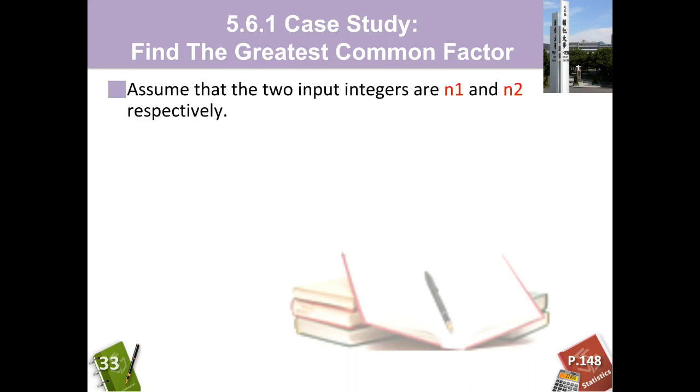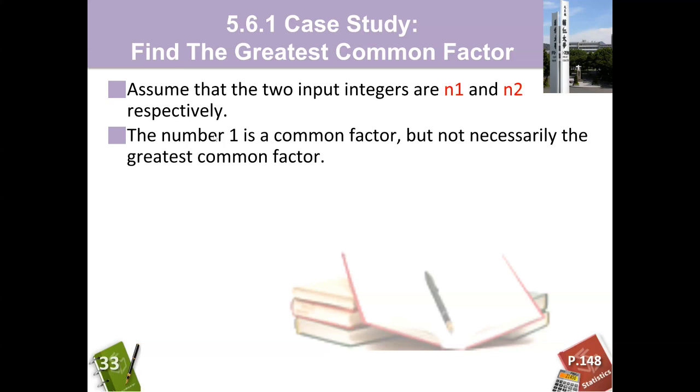So assume that there are two input integers, one is n1, the other one is n2, respectively. The user can input the integers. And we can find a number. One is a common factor because n1 can be divided by 1, and n2 can also be divided by 1. So it's a common factor, and the remainder was 0. But it's not necessarily the greatest common factor. The greatest one is the one which divides all the numbers, but here it is the greatest, right?